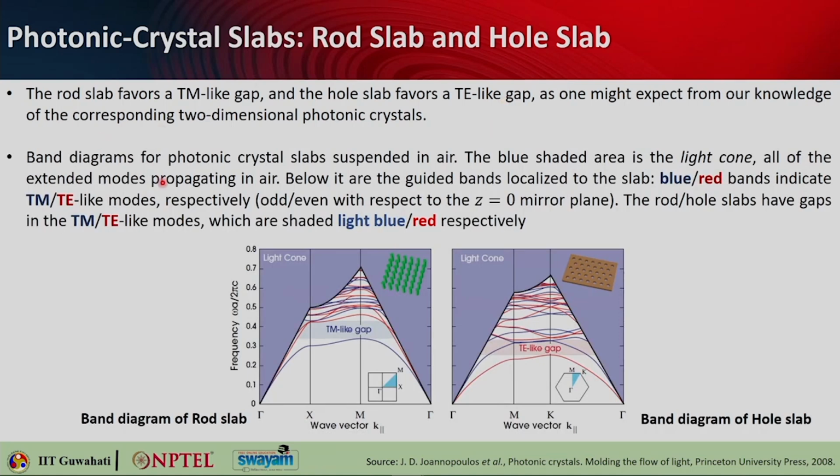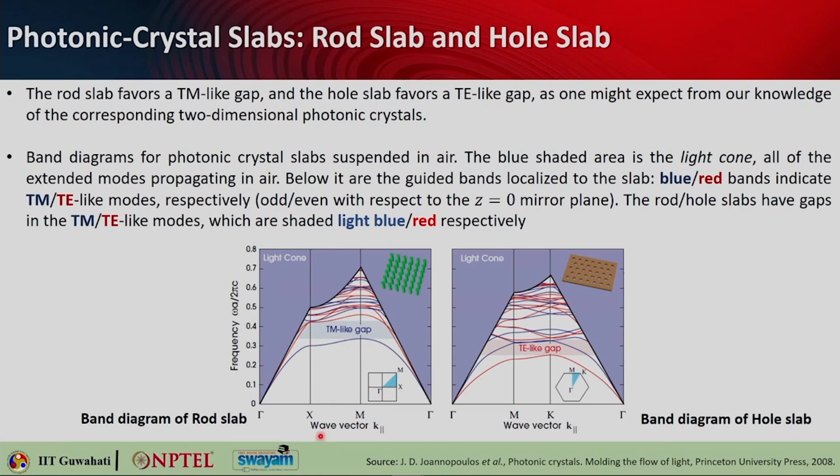So the band diagram for photonic crystal slabs, these are suspended in air. Again the blue lines are basically the air cones. That means these are all of the extended modes which are propagating in air. And below this, whatever you see here is the guided modes in this slab. Now the blue and red bands, the blue indicates TM and red indicates TE-like modes.